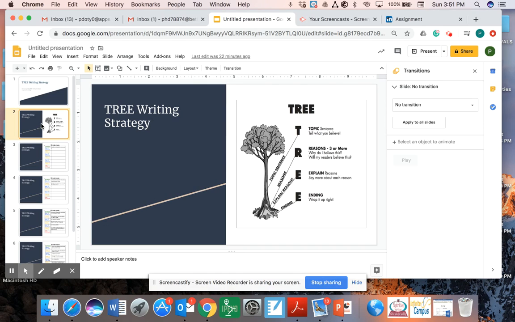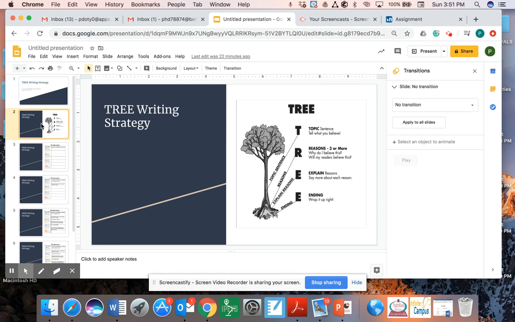and it's kind of interesting, TREE being three, give three reasons. And back those reasons up with the first E, explaining each of those reasons. And finally, end with a concluding sentence. This will help them to write a good paragraph.